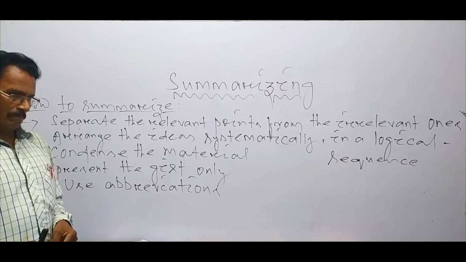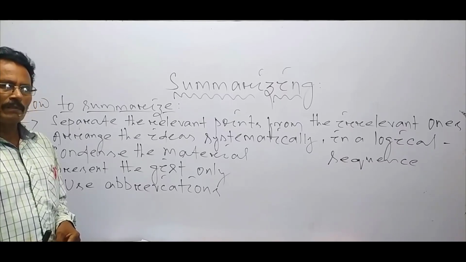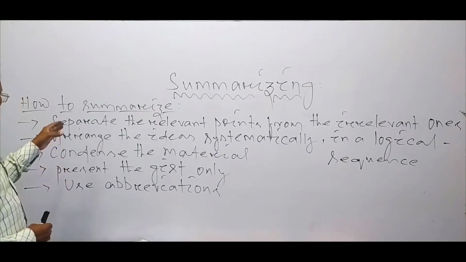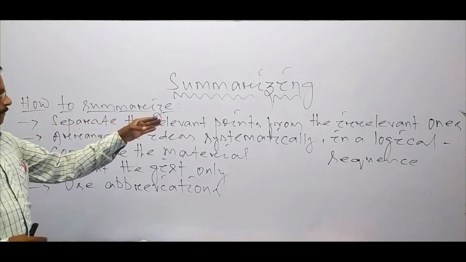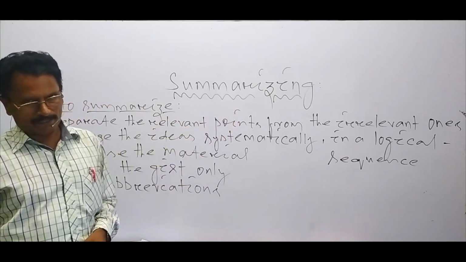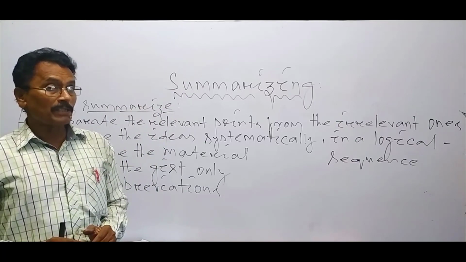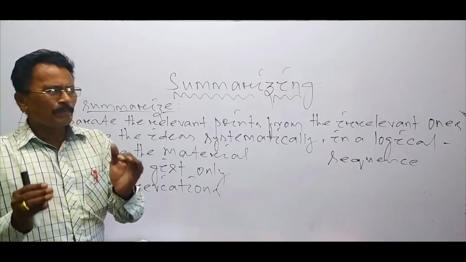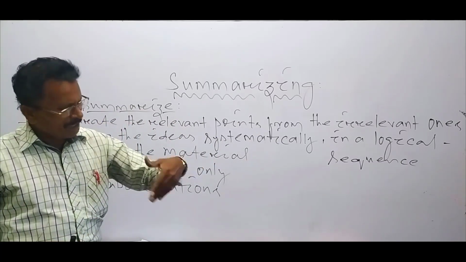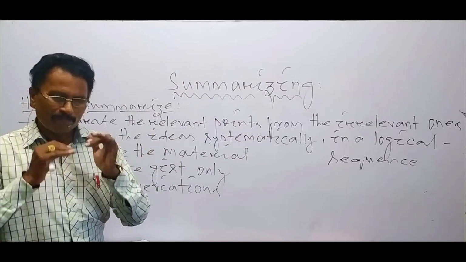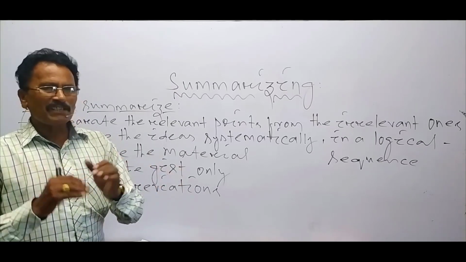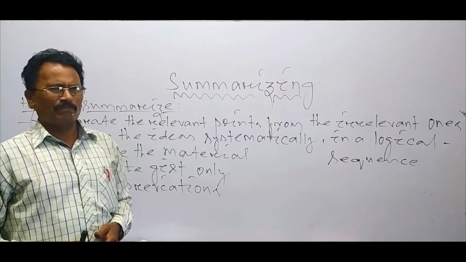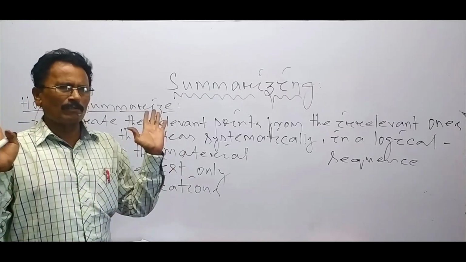So before we summarize the passage, we have to keep certain points in our mind. What is that? We have to separate the relevant points from irrelevant points. The important points in the passage, we have to mention in the summary. The portions of the passage which do not bear any significance, we have to leave out to make the summary precise. Only the main points of the passage should be written in our summary.